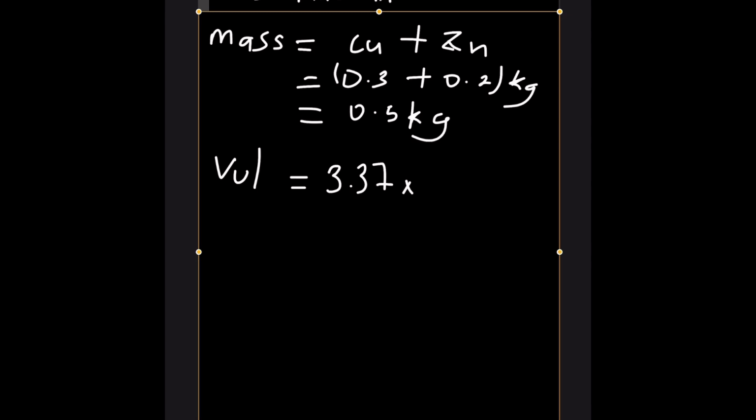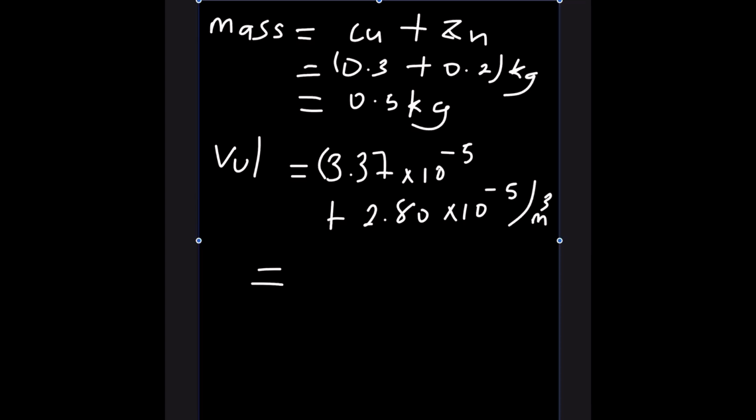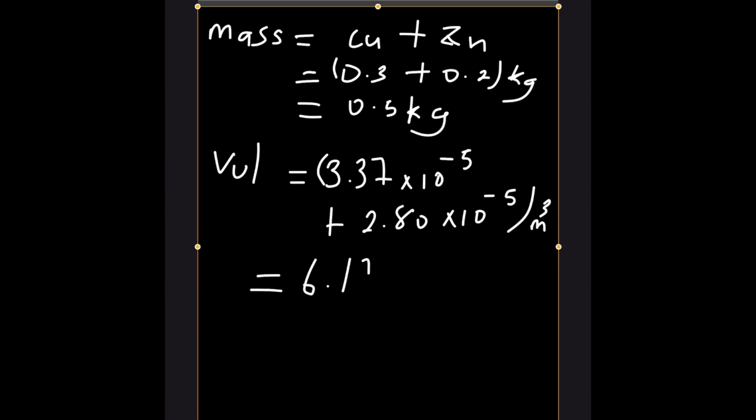3.37 by 10 to the negative 5 plus 2.80 by 10 to the negative 5 meter cube. Volume of the alloy is 6.17 by 10 to the negative 5 meter cube. At this point, we know the mass of the alloy and the volume of the alloy. We can now move on to answering the question.